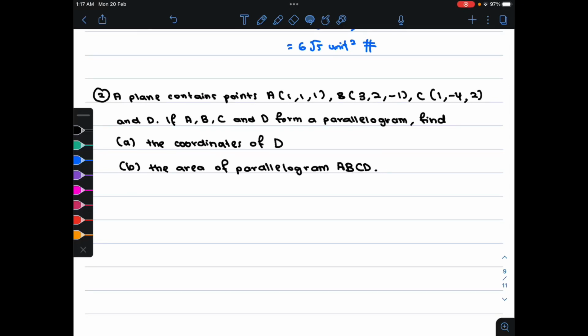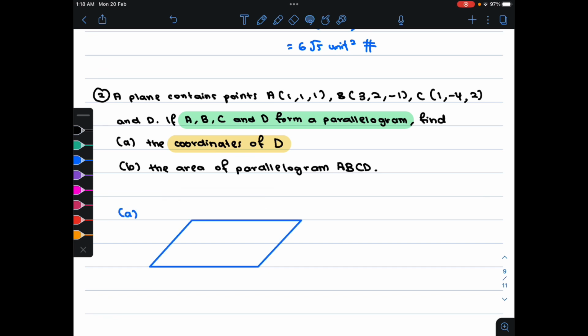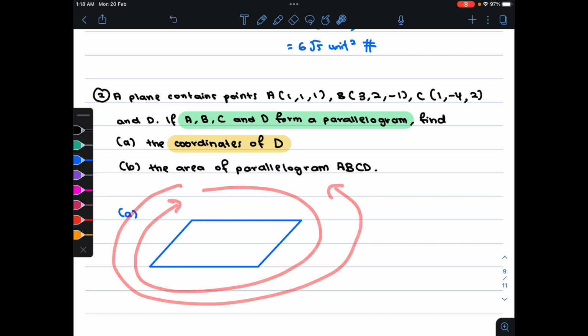For question 2, we have a plane that contains points A, B, C, and D, and the points A, B, C, and D form a parallelogram. So for part A, we need to find the coordinates of D. So draw a parallelogram, and remember that when you label the vertices of this parallelogram, it must either be in clockwise rotation or anti-clockwise rotation only.